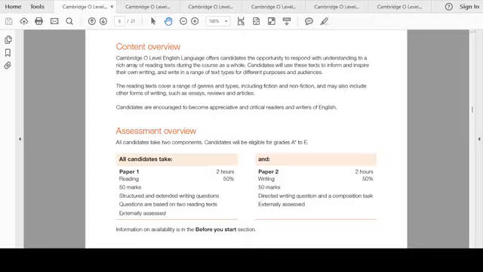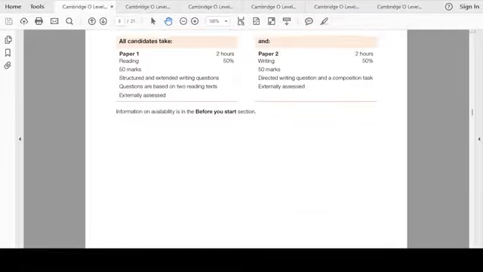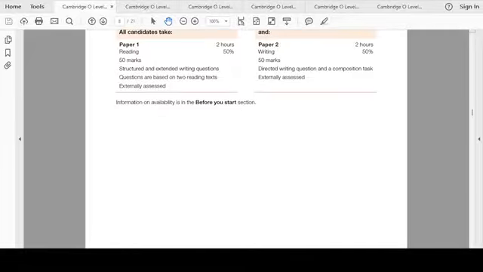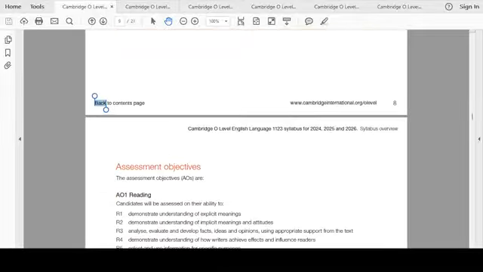So you've got two papers for the 1123 syllabus. Paper 1 is the reading paper, paper 2 is the writing paper. Each of these is worth 50 marks and they each have a time duration of 2 hours. Because they have an even weightage, sorry, they have an even weightage for your total grade. So we'll go into what paper 1 and paper 2 actually have in store for us.